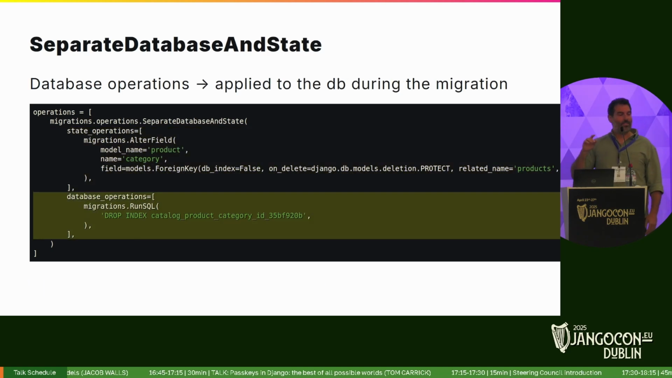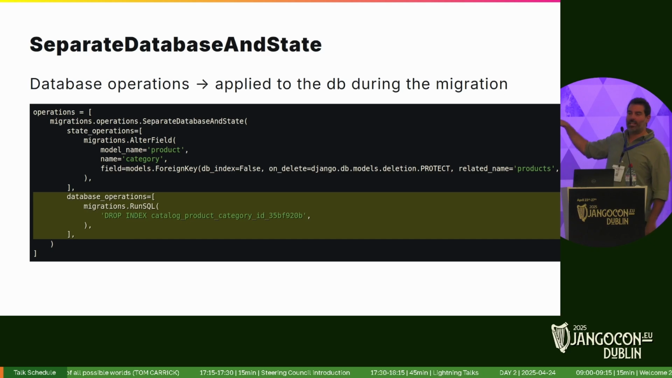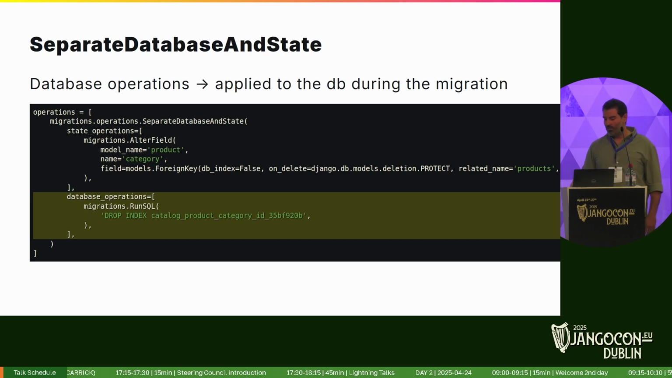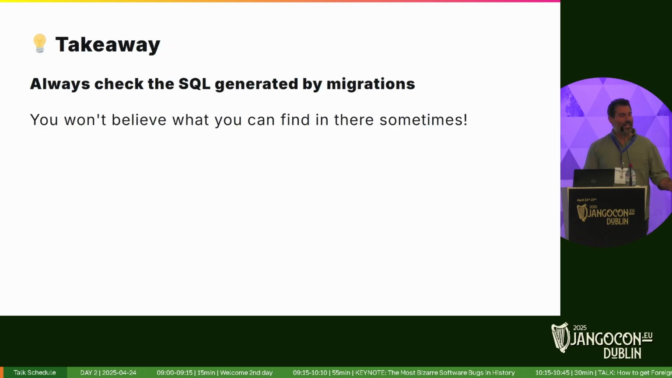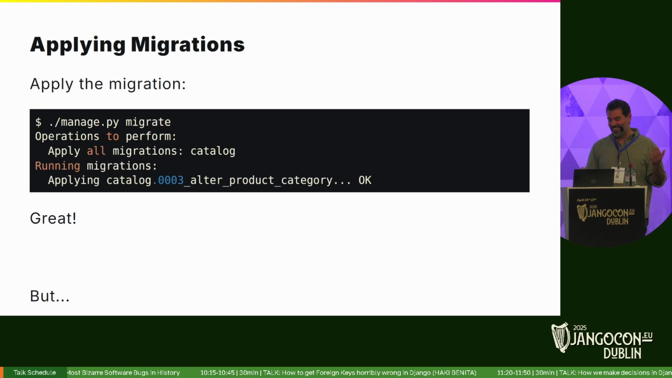Next up, we have the database operations. This is what we actually want to execute in the database. In our case, all we actually want to do is drop the index, okay? So let's check the SQL generated by the migration now, and we can see that this is the SQL that we said we want to use, right? So the next takeaway is: always check the SQL generated by a migration before you execute it, because who knows what you'll find there. Maybe it's recreating foreign keys, I don't know, okay? Now, when we apply the migration, we get the SQL that we want, right?